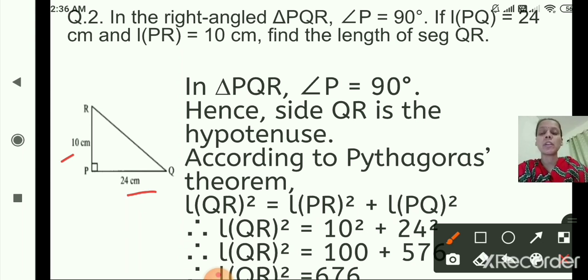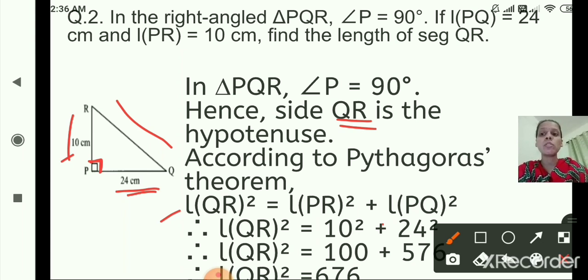Now, in the solution we'll write down, in triangle PQR, angle P is equal to 90 degrees. Hence, side QR or RQ is the hypotenuse. See here, this is the hypotenuse which is opposite to 90 degrees, that is the right angle. Now, according to Pythagoras theorem, hypotenuse square, that is QR square, is equal to PR square plus PQ square. The hypotenuse square is equal to the sum of the squares of the other two sides.